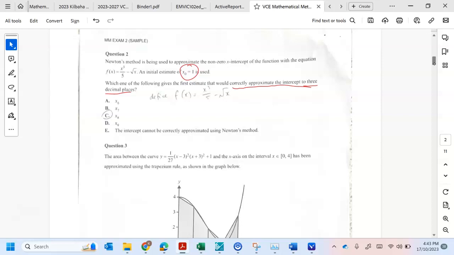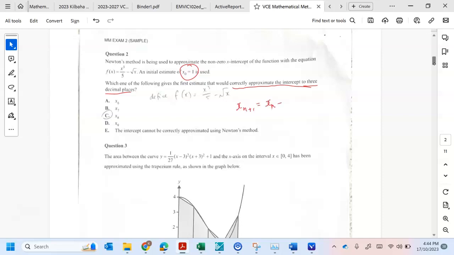It's quite time consuming to do by hand, so you wouldn't be expected to do that many iterations by hand. But you can see on the previous exam 1 sample questions that you do need to be able to do Newton's method by hand, but not too many iterations. So with Newton's method of approximation, we do have the formula on the formula sheet.